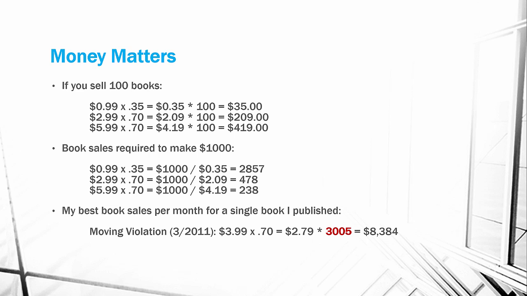Now, I know you've been dying to ask me, okay, what's my best sales per month for a single book I ever published? Not one that I wrote, one that I published for my wife. She wrote Moving Violation, and in March of 2011, we sold 3,005 copies at $3.99, which was a 70% royalty of $2.79, which means that on that single book in a month, we made over $8,000.